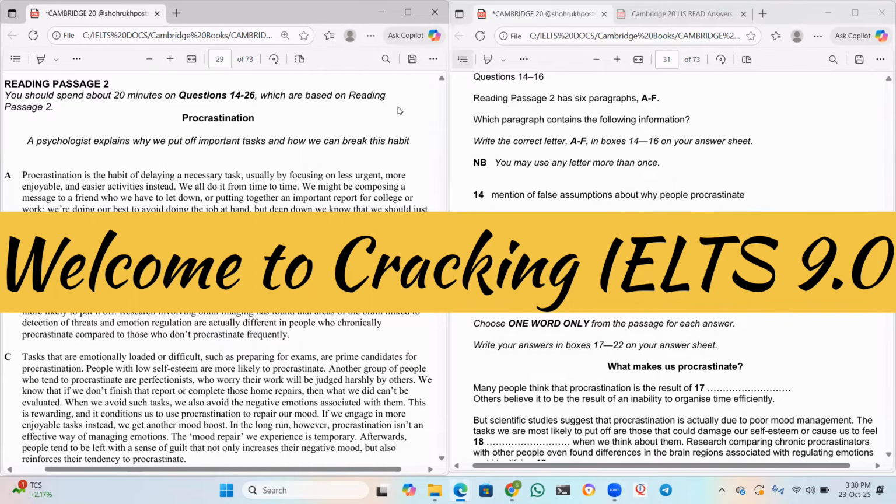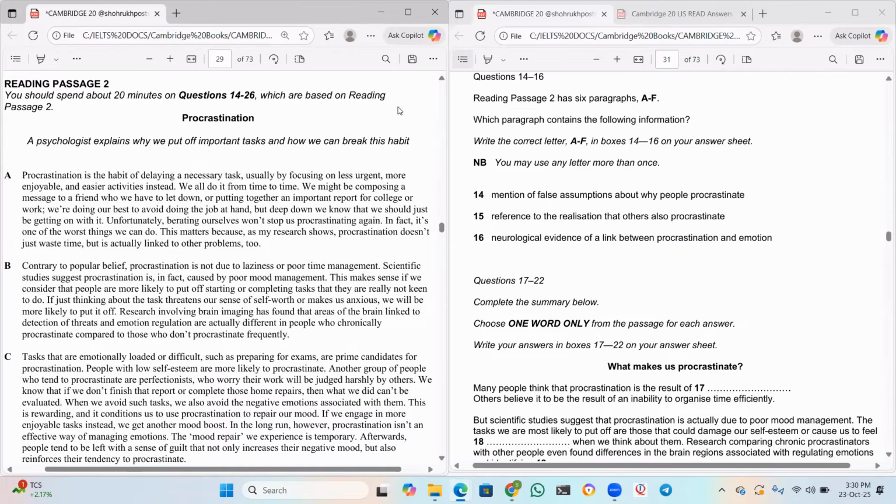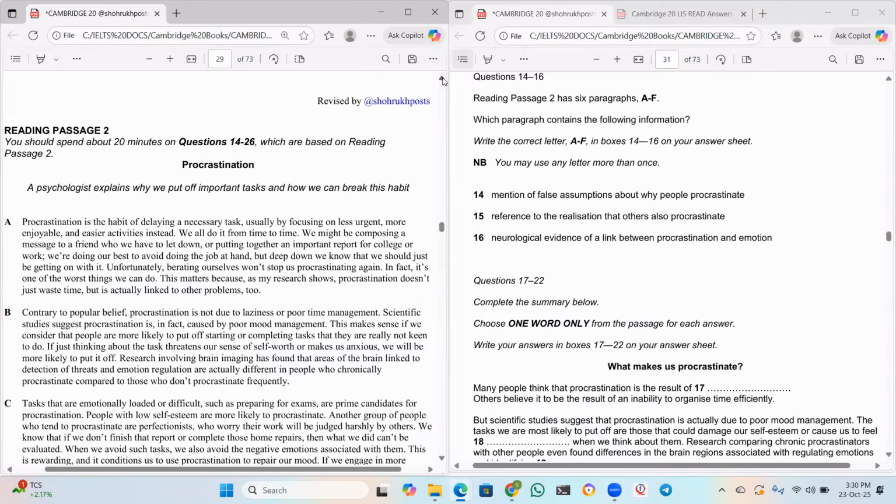Today I am back with a new passage. As you can see, the passage says procrastination. This is Cambridge 20, test number 2 and passage number 2.